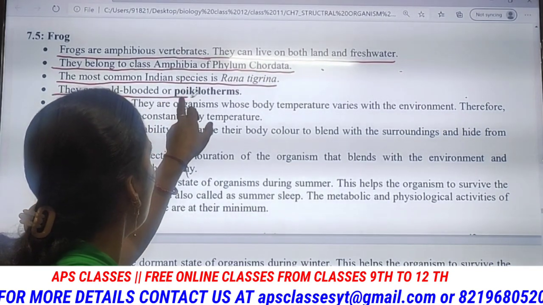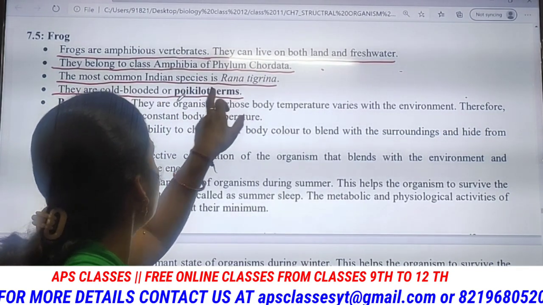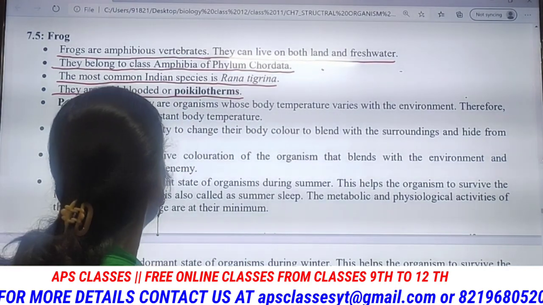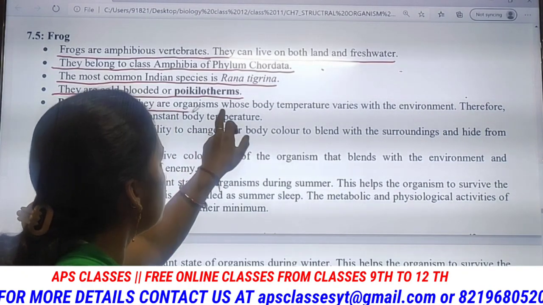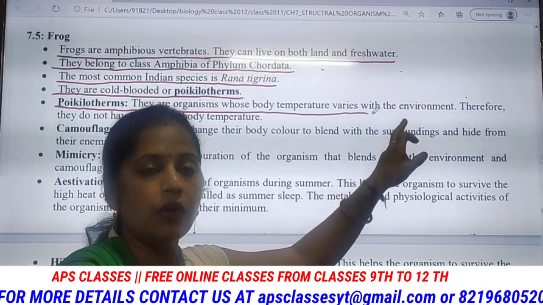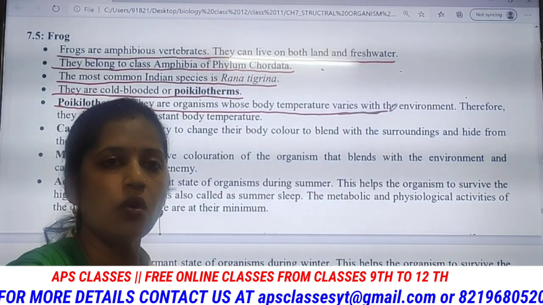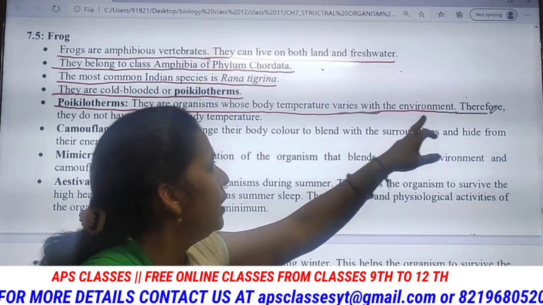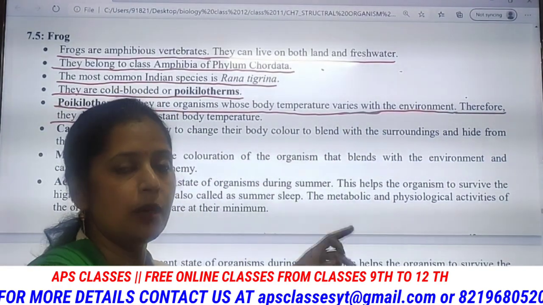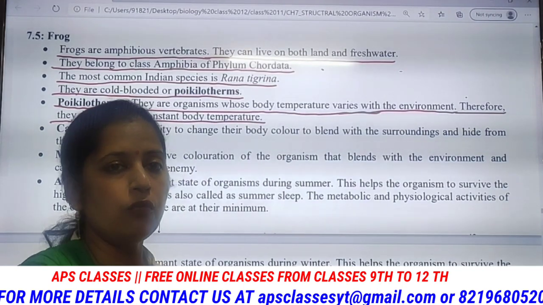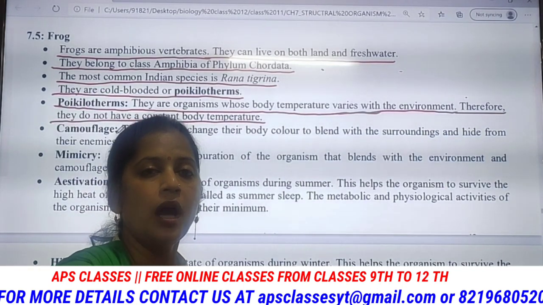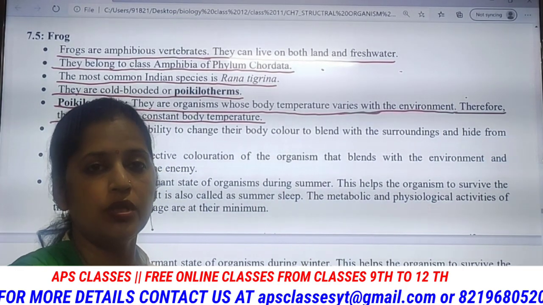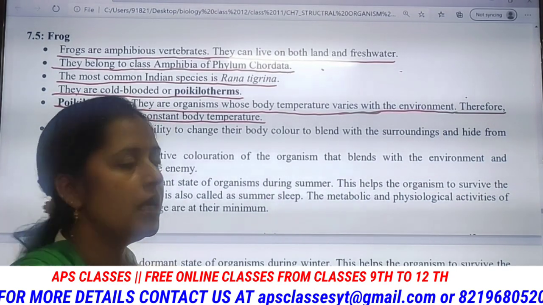They are cold blooded or poikilotherms. What do you mean by poikilotherms? They are the organisms whose body temperature varies with the environment. Therefore, they do not have a constant body temperature. When their body temperature varies with the environment, for that reason we can say that they do not have any constant body temperature.